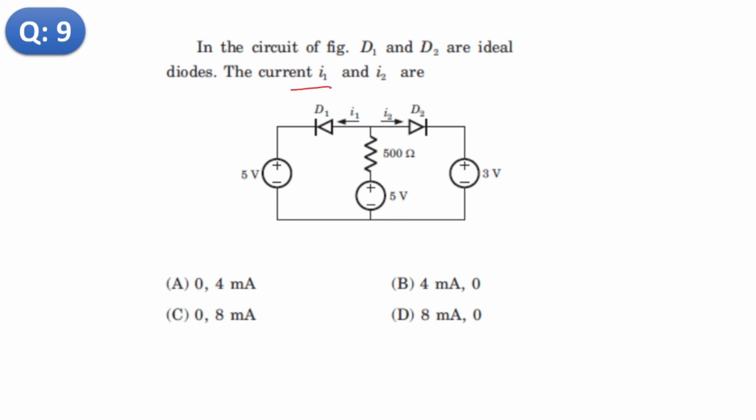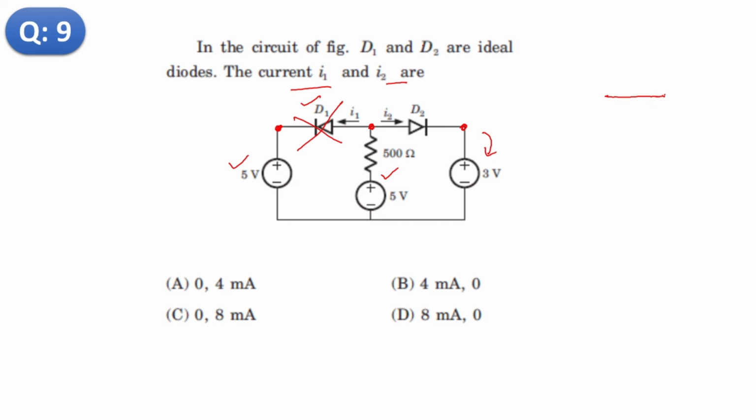We required the currents I1 and I2. So the ideal diodes, and D1 is connected such that the cathode terminal of D1 is connected to the positive terminal of the battery. So D1 will not conduct. But there is a chance for D2 to conduct. Why? Because this anode terminal is connected to the 5 volt battery, and this cathode terminal is connected to the 3 volt battery, so it will conduct. And the equivalent circuit would be like this.